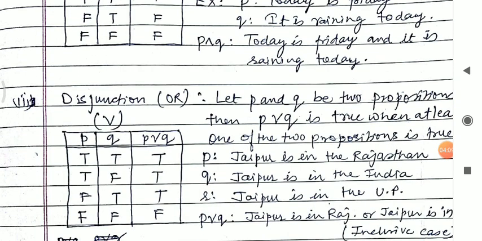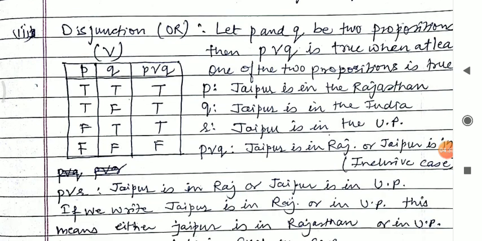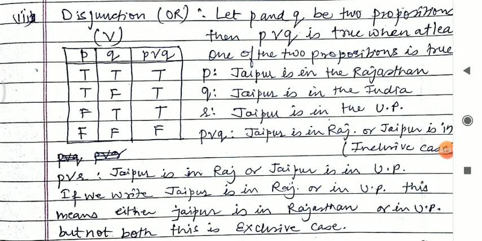Next is disjunction. In simple words, it is or. It is a logical connective by which we can connect two sentences. So you can identify the symbol of or. If P and Q are two propositions, then P or Q is true when at least one of the two propositions is true, so you can see the truth table. If either one is true, then the truth table for P or Q will be true. Fine. One very good example is given in this case.